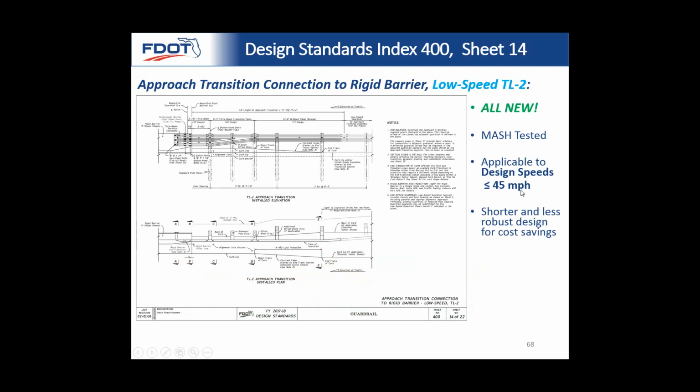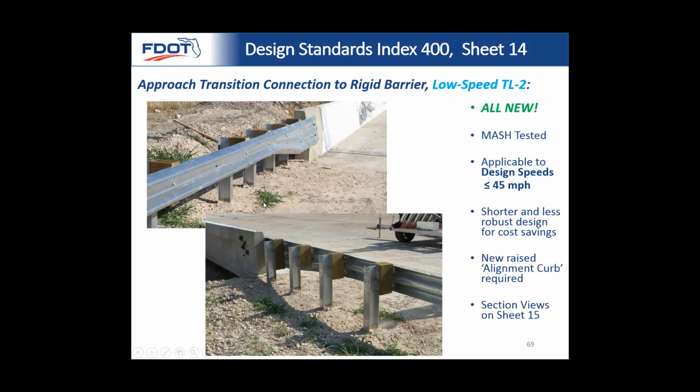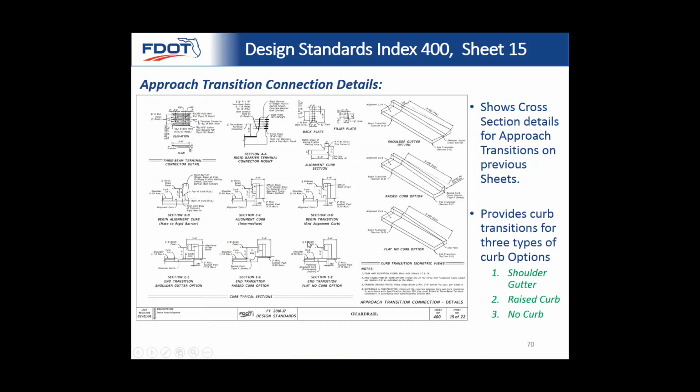Here's a TL2 version, same as the TL2 guardrail. You can use this for design speeds less than or equal to 45 miles per hour. And you can have some cost savings because it's a little bit less robust of a design. But if you know you don't have a high design speed, you can save some money by using that. Here are the pictures of how it looks.